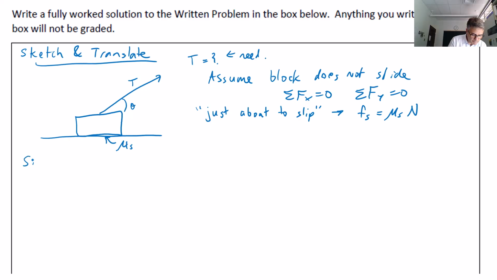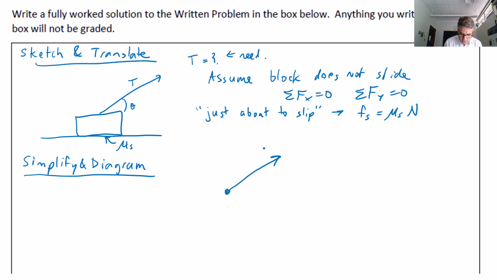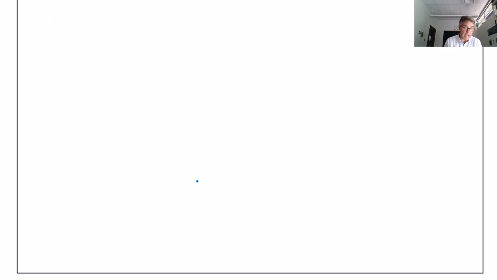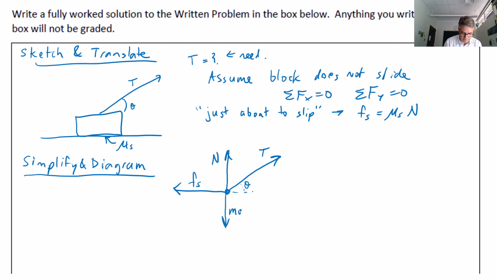So the simplify and diagram step is going to involve, let's draw a force diagram for that object. So again, there's tension, and there's theta, by the way. There's a normal force that's acting upwards on it from the surface. There's a static friction force, which I think has to act to the left, to counteract the tension. And then there's, of course, gravity acting down. And so what we're going to do is define plus y is up, plus x is to the right. And by the way, I've added in the numbers. I guess that's probably good to put in the sketch and translate somewhere.